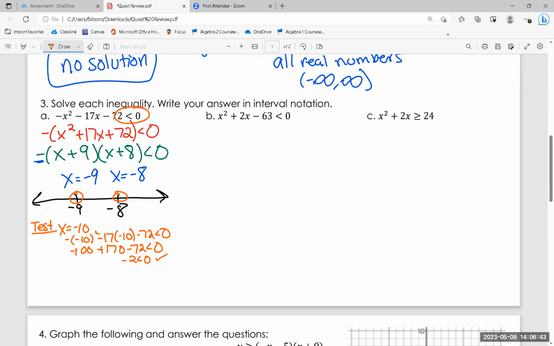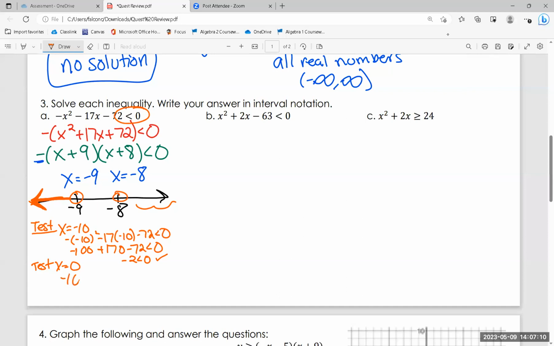All right, so we already know that this portion down here is going to work because -10 works. Right. Let's also test something up here bigger than -8, sorry. And if it's bigger than -8, I'm going to choose a nice one. I'm going to do 0 because that's bigger than -8. And we'll see if that works.